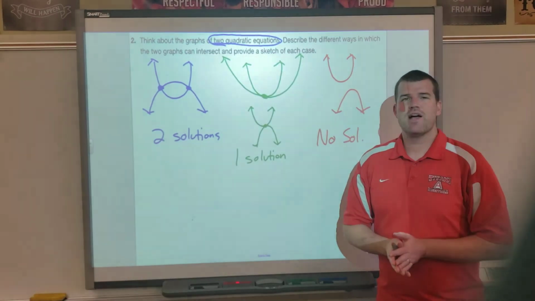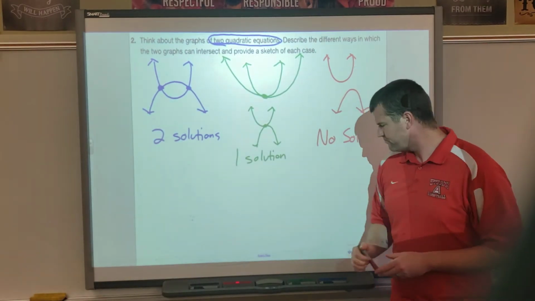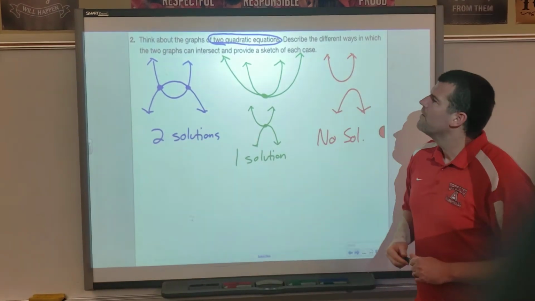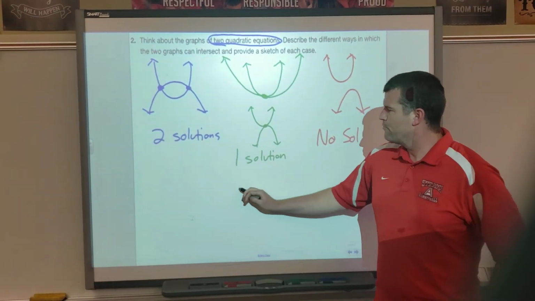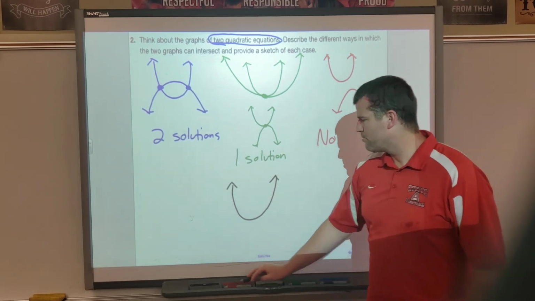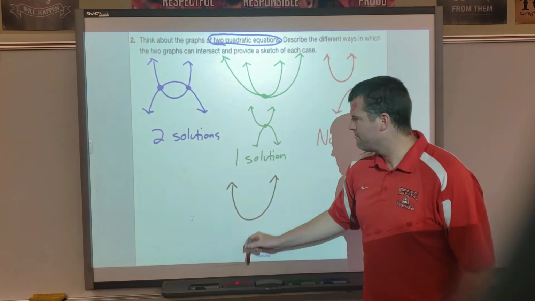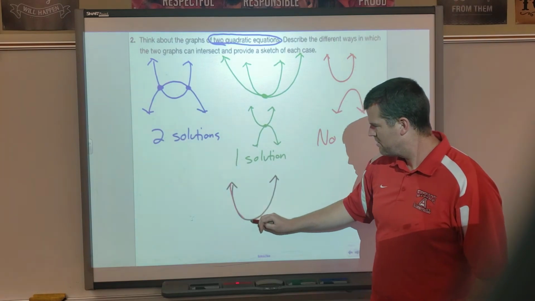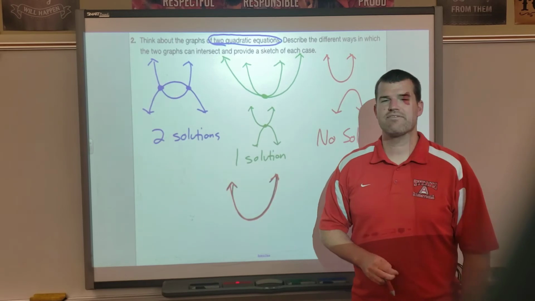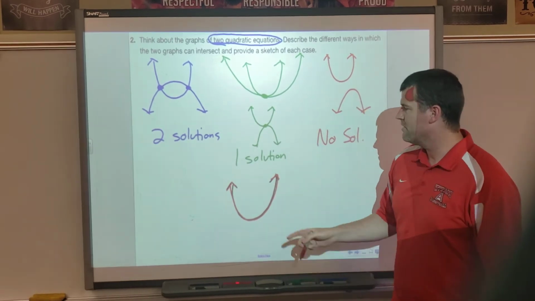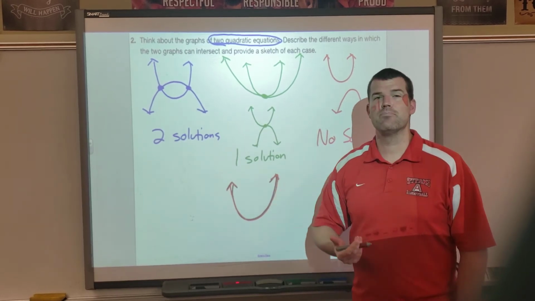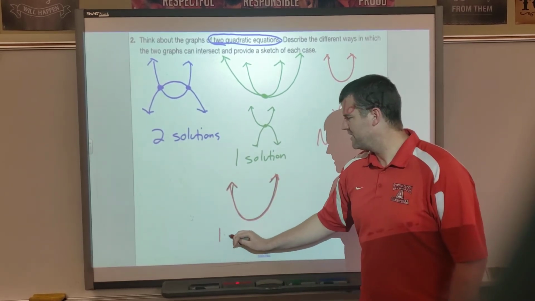But with quadratics, we actually get one more option. See if you can think of what that option is. Our fourth option is if we graph a parabola and our second parabola is the exact same parabola, how many times do those two graphs touch? Well, they are touching everywhere. That is an infinite number of solutions. So this is called infinite solutions.